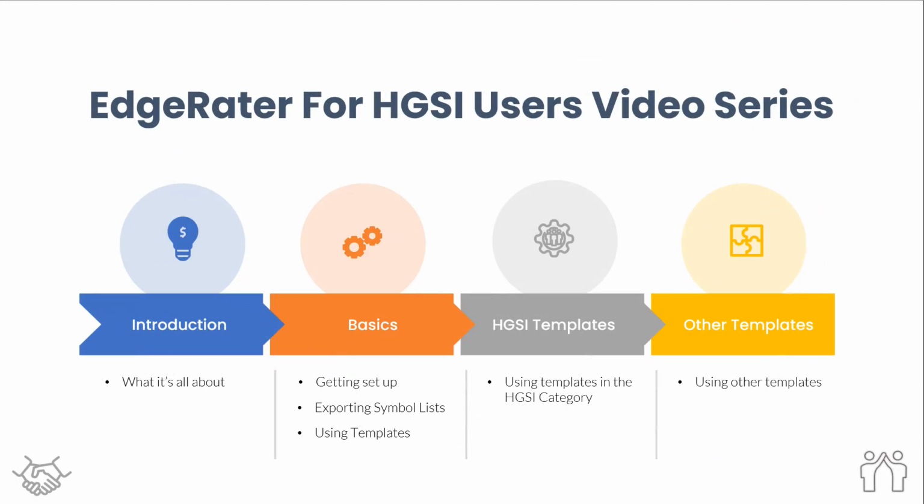So that's it for the basics, getting set up, exporting symbol lists, and basic use of templates with some of those lists. In the next video, we're going to look more in depth at some of the Hgsi templates, and then in the video after that, we'll look at other templates and some of the cool things you can do in EdgeRater once you have all your data connected.